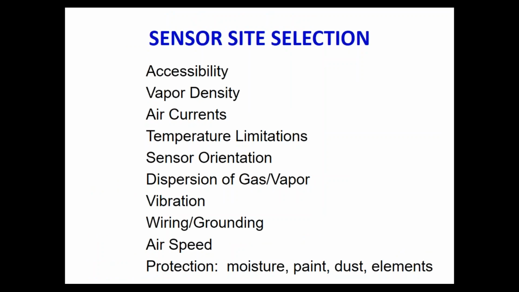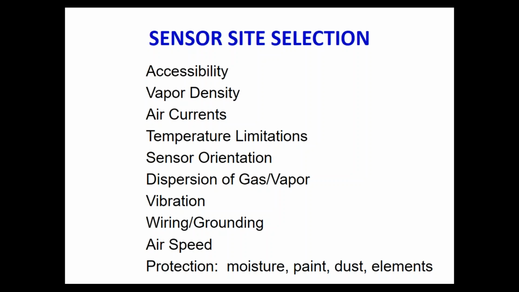Okay, let's talk about sensor site selection, because this is going to be the important thing from a sales point of view. As I had mentioned earlier, you never really want to tell the customer where to put a sensor, how many sensors to put in, and give him all that information. What you want to do is teach him how to make his own decision so that he can basically take the liability and understand the do's and don'ts of gas detection.